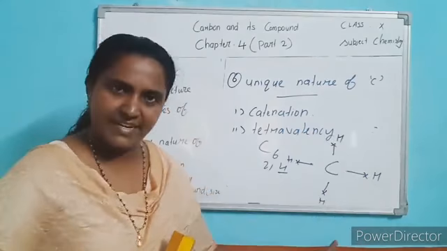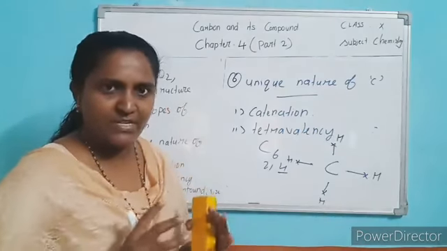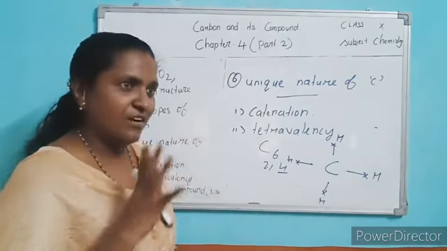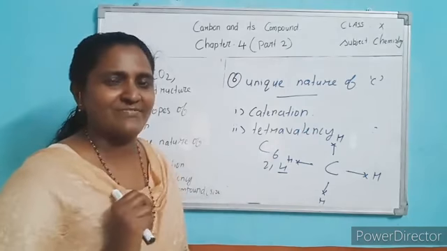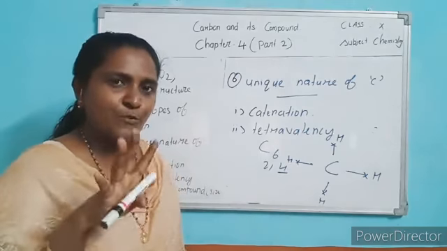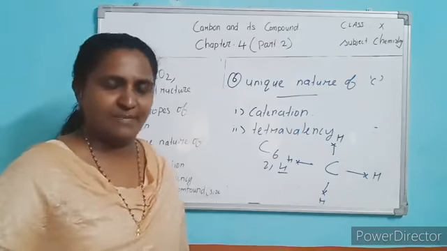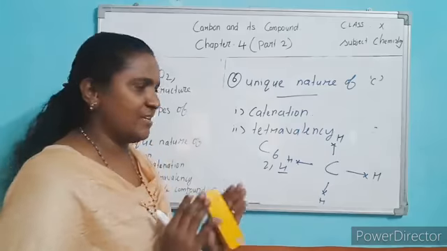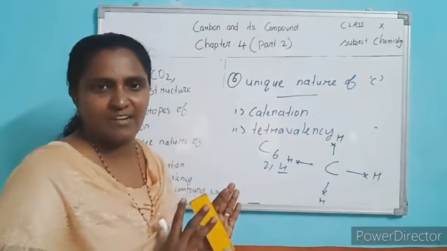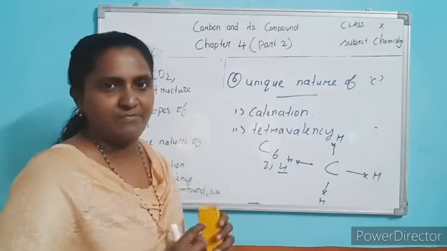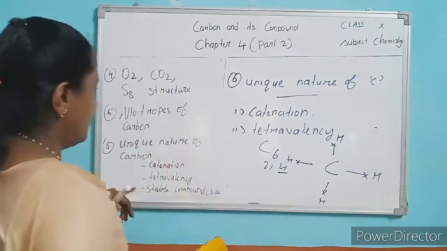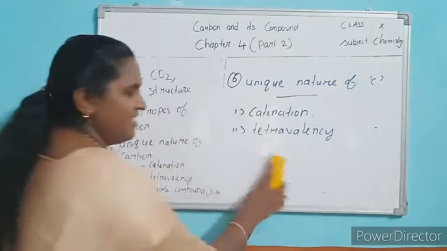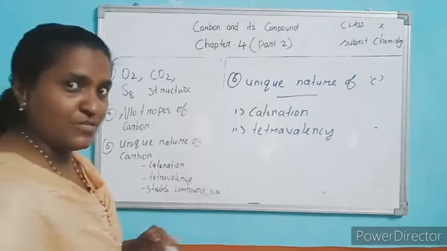Here, 4 bonds with hydrogen. Such a property is called tetravalency, because carbon can form 4 bonds by sharing its 4 electrons with other atoms. Clear? That is called tetravalency. It is a unique property of carbon. Next one is stable compounds. The bonds formed by carbon are almost stable.